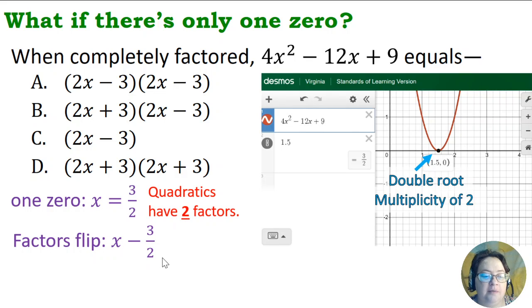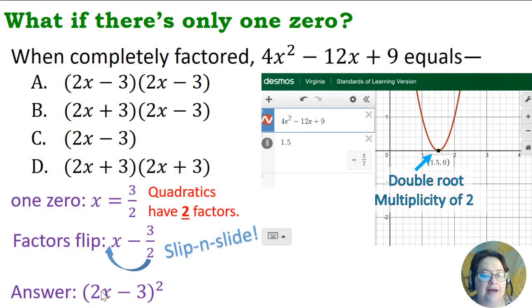So factors flip, x minus 3/2. Can't have a fraction in my factor, so I slip and slide. 2 goes in front of x. And I write that out, 2x minus 3. And since I have a double root, I'm going to make that squared.